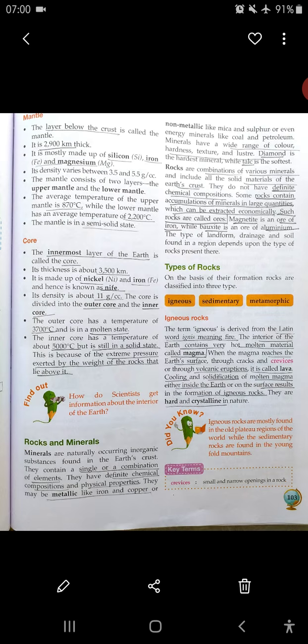Why? Because of the extreme pressure exerted by the weight of the rocks that lie above it.